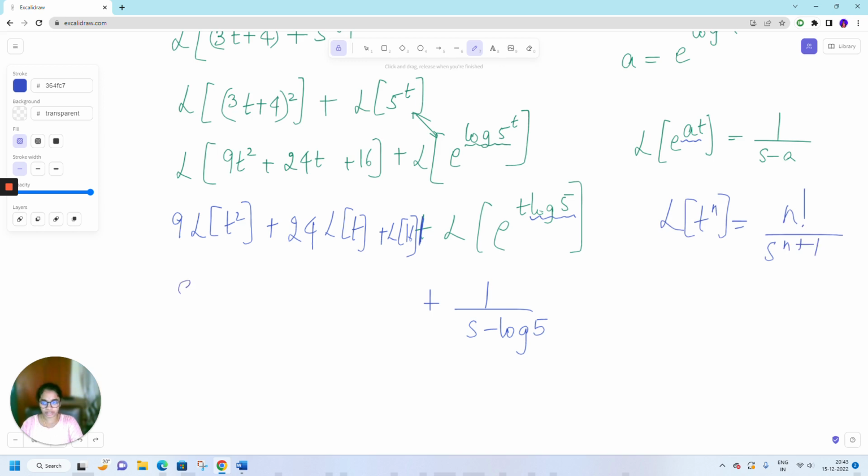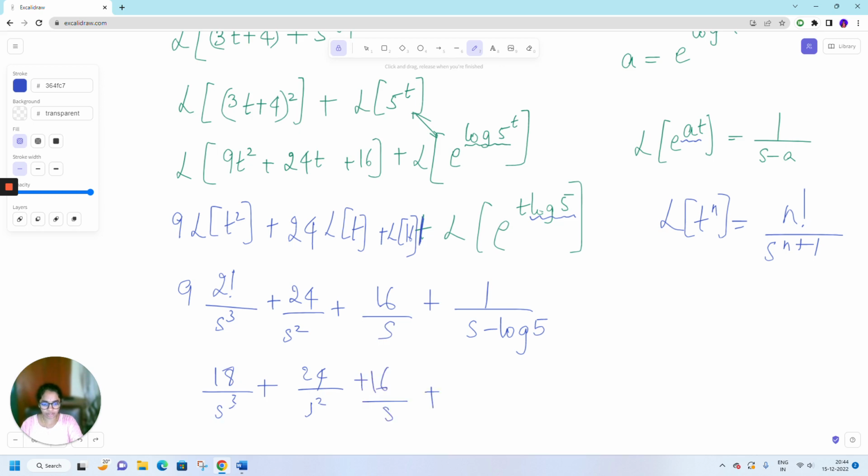So what would I get here? 9 into 2 factorial divided by s to the power 3, because 2 plus 1 is 3. The same thing, 24 into 1 factorial divided by s square, plus Laplace of a constant is 16 divided by s. So I would get 18 divided by s cube plus 24 divided by s square plus 16 divided by s plus whatever you have here, 1 divided by s minus log 5.